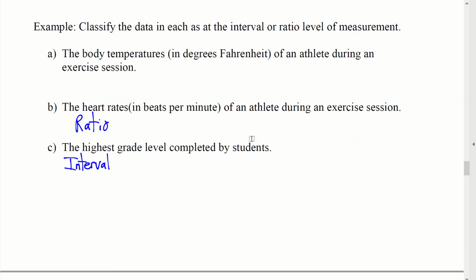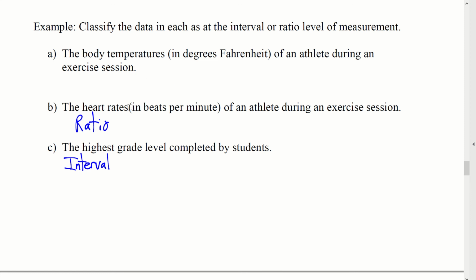As an example, they want us to classify each data as being at the interval or ratio level of measurement. Body temperature in degrees Fahrenheit, we said this a moment ago, but Fahrenheit for us, that's our classic example of an interval level of measurement.